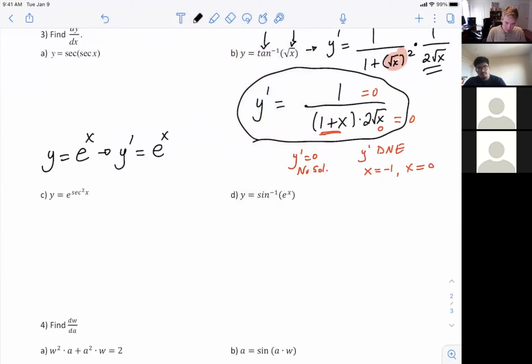So to begin with, this one actually has 3 functions because it has the e, it has the square function, and then it also has the secant function. So we're going to have to take the derivative of all 3 of those, but only one at a time. So the outermost function is e. So the derivative of e to the secant squared will be e to the secant squared.